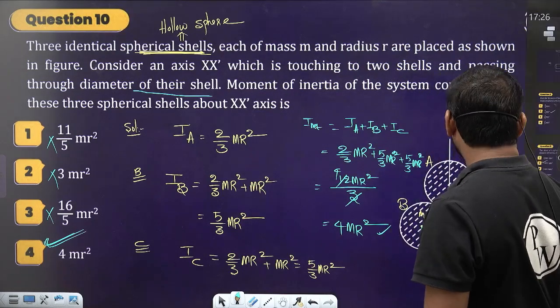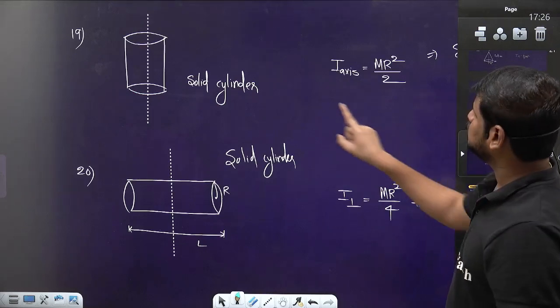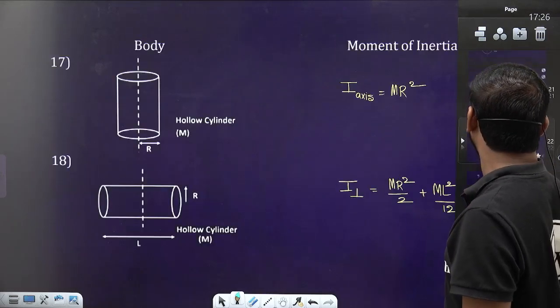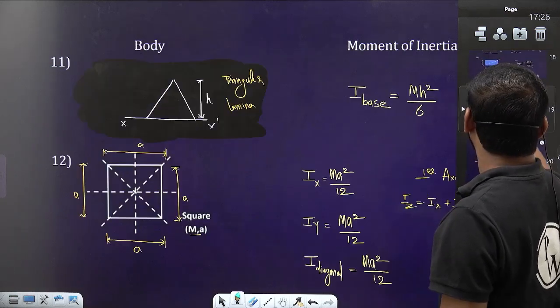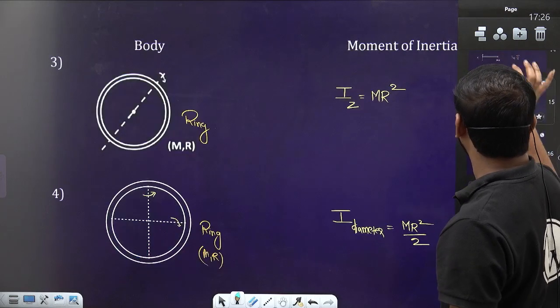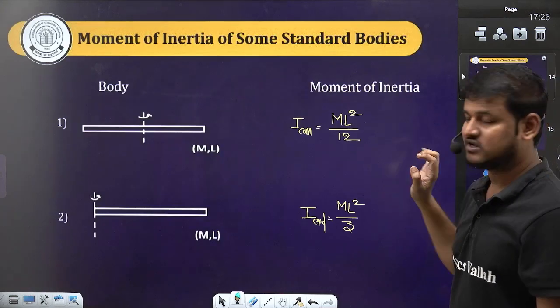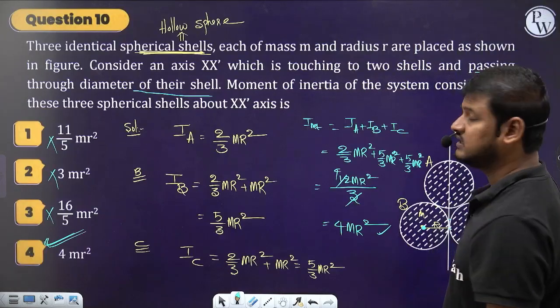Clear? As I said previously, we have to remember the solid cylinder, hollow cylinder, hollow sphere, solid sphere formulas, and the ring, disc and rod formulas. These moment of inertia formulas are very important. Everyone should remember these, guys. Okay, done? Clear?